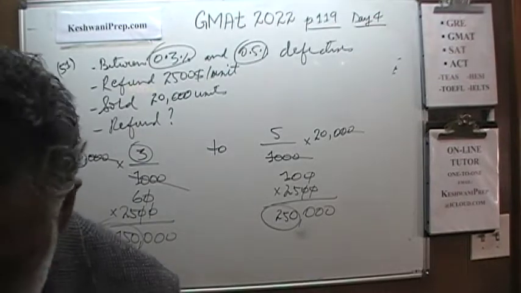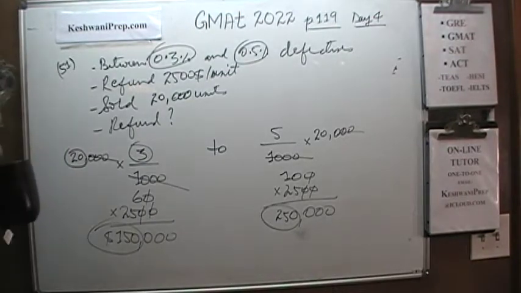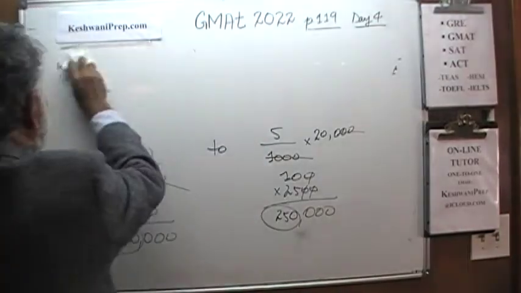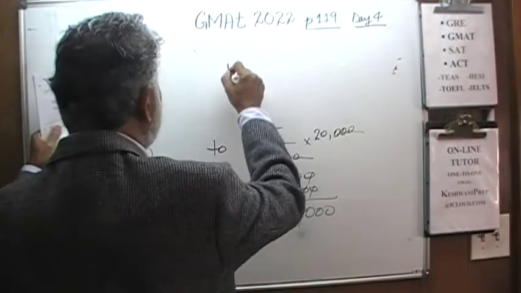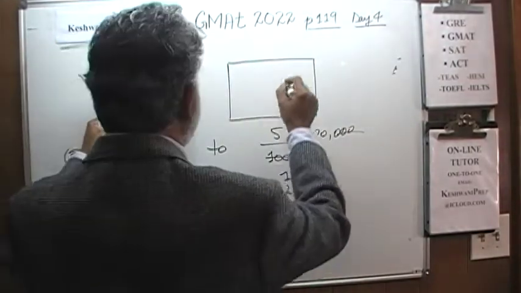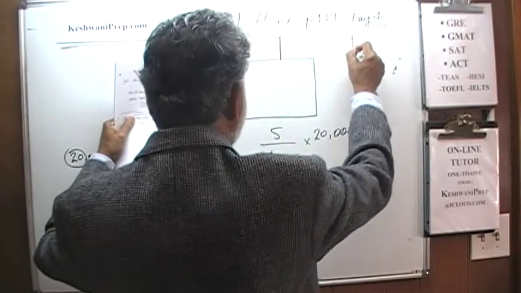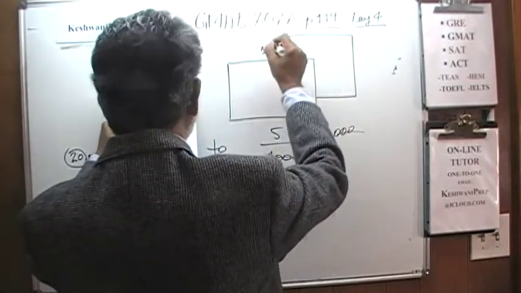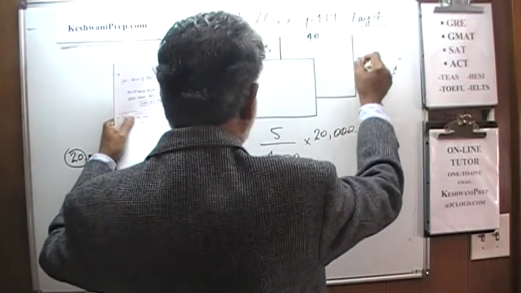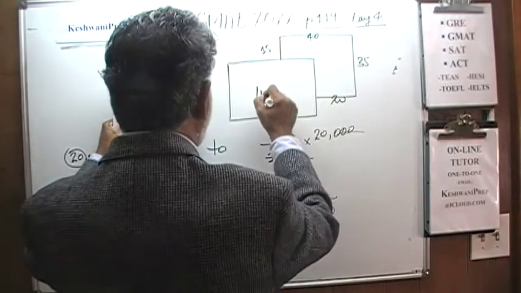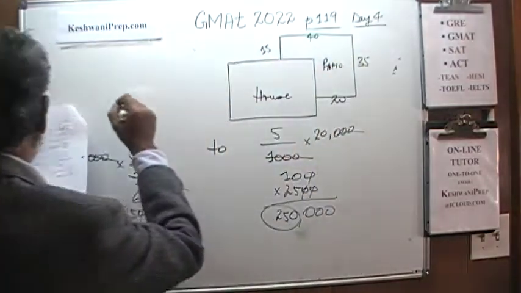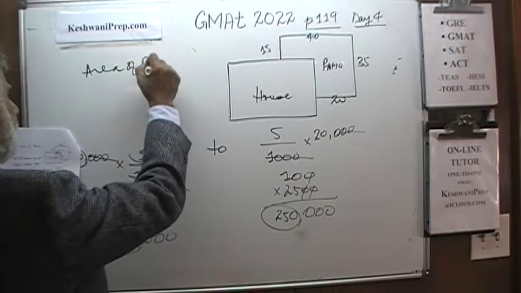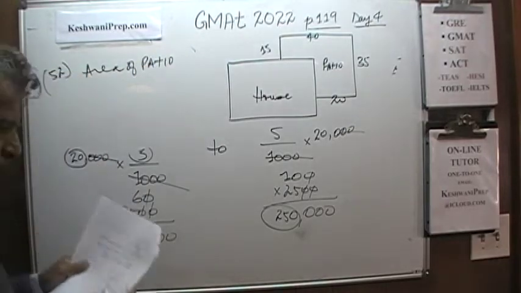Number 52. In number 52, we're going to build a patio that's going to look something like this. We are told that this side is 15, this side is 40, this side is 35, this side is 20, this is the house, and this is the patio. The question is, what's the area of the patio? Let's see what we can do.